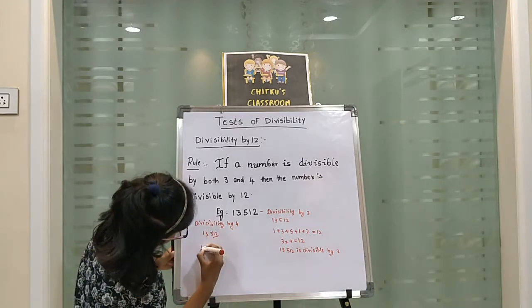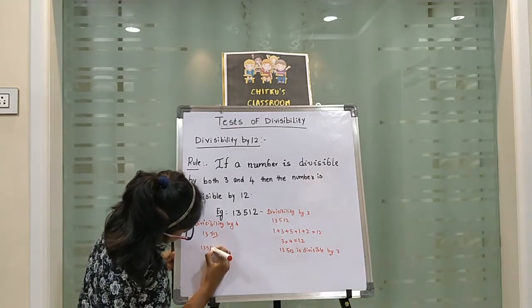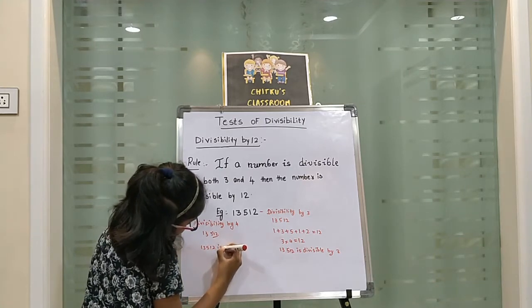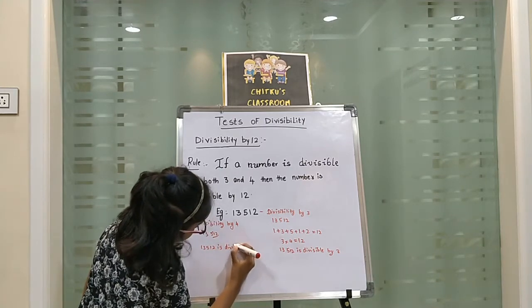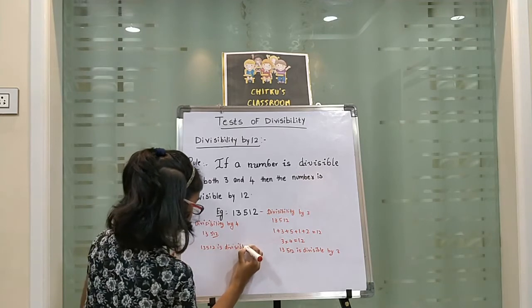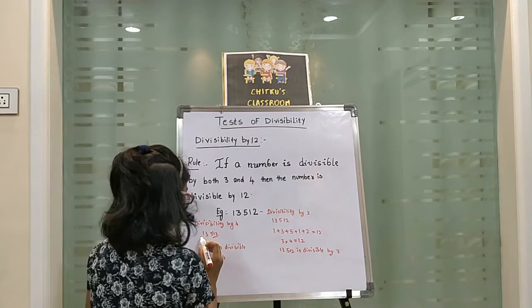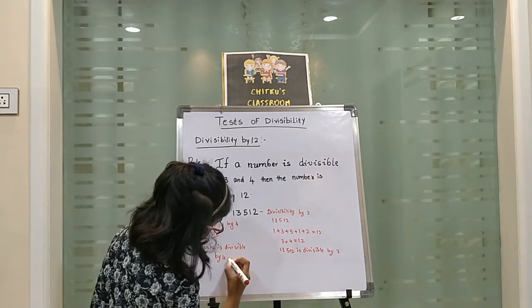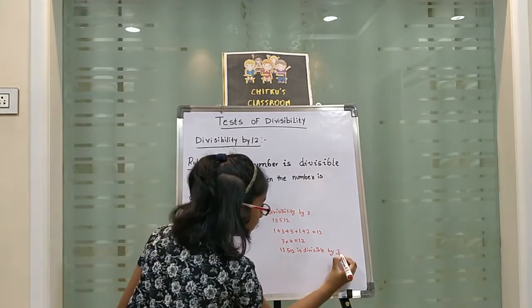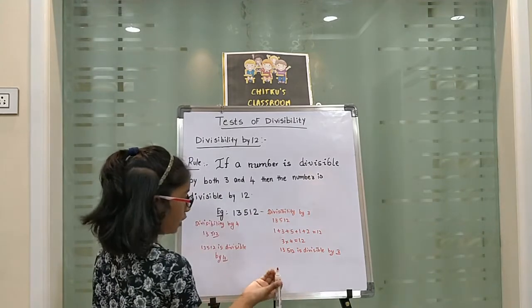So that means 13,512 is divisible by 4. Okay. So 13,512 is divisible by 4 and 3. So that means it must be divisible by 12 too.